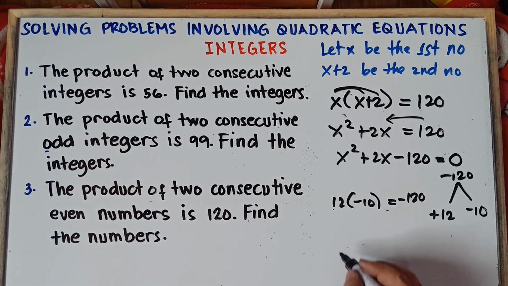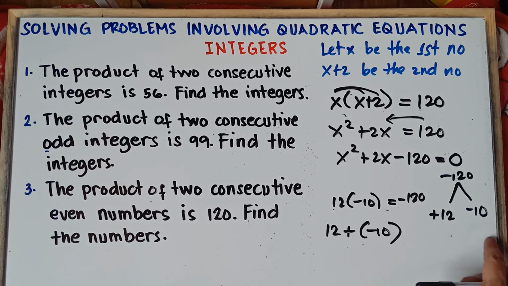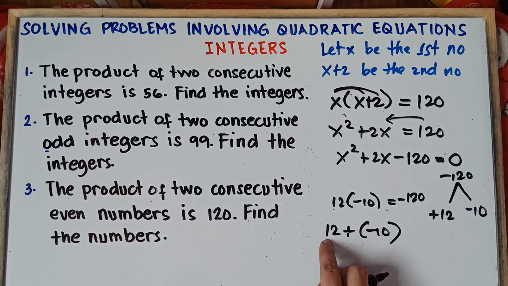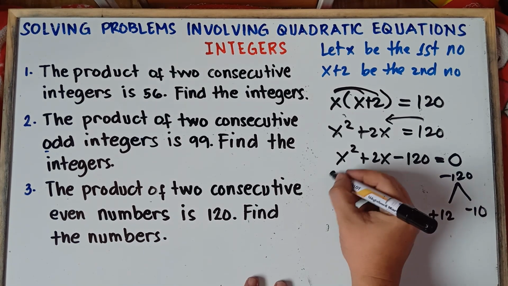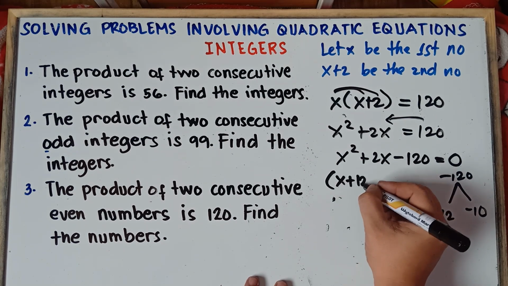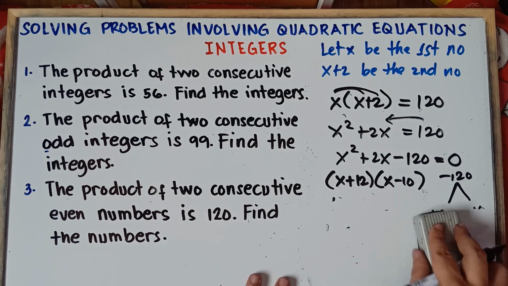If you combine positive 12 plus negative 10, class, of course, there will be positive 2, right? Unlike signs, positive 12, negative 10. If you're combining unlike signs, simply subtract: 12 minus 10 is 2. Then copy the sign of the larger number. 12 is greater than 10, so we copy the sign, positive 2. So therefore, class, our factors would be (x plus 12)(x minus 10) equals 0.